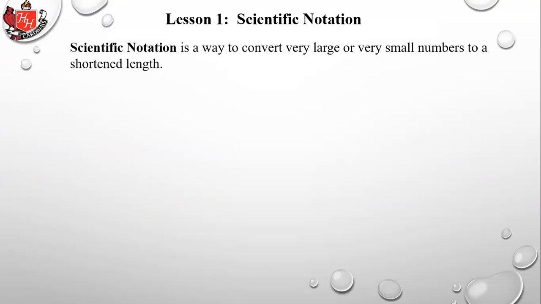Scientific notation is a way to convert very large or very small numbers to a shortened length. And believe me, we use some very large and very small numbers in chemistry. So much of chemistry is done in scientific notation. Again, it's just something that you get used to. It's not that hard, and with practice, as you do problems, it'll just come naturally to you.